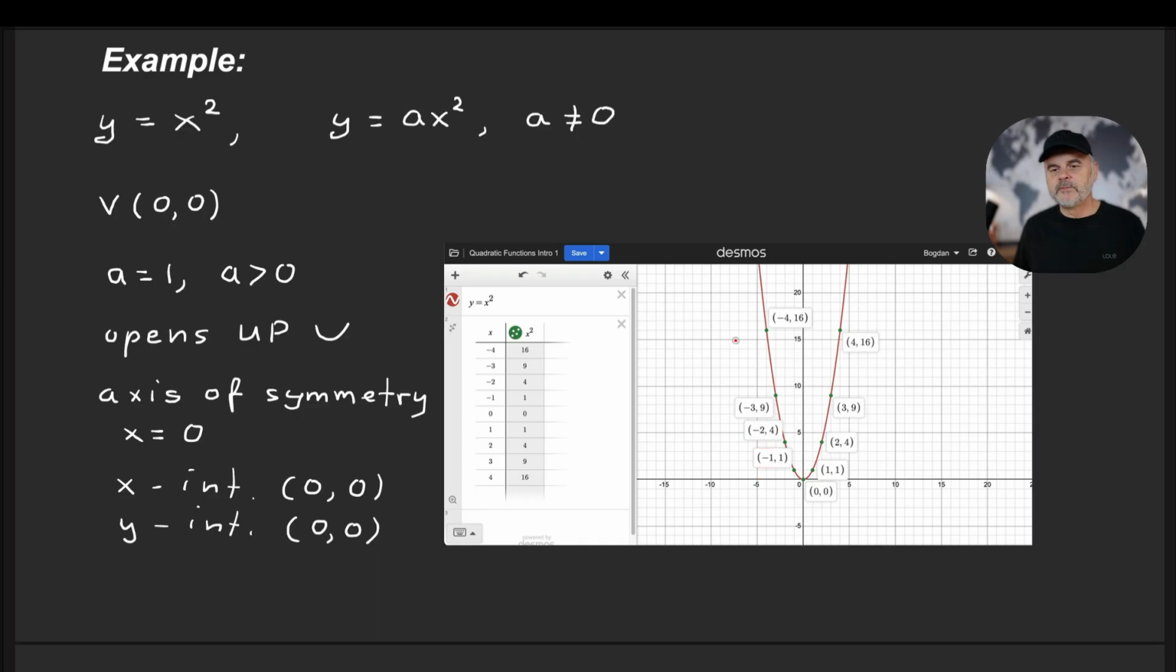So you see that for x is -4, y is 16, and for +4, y is also 16. So there's a symmetry at the same level, the same height, if you will. Same goes for -3, +3, you get 9 and 9; -2, +2; -1 and 1. So you start seeing that the graph is symmetrical about the y-axis.